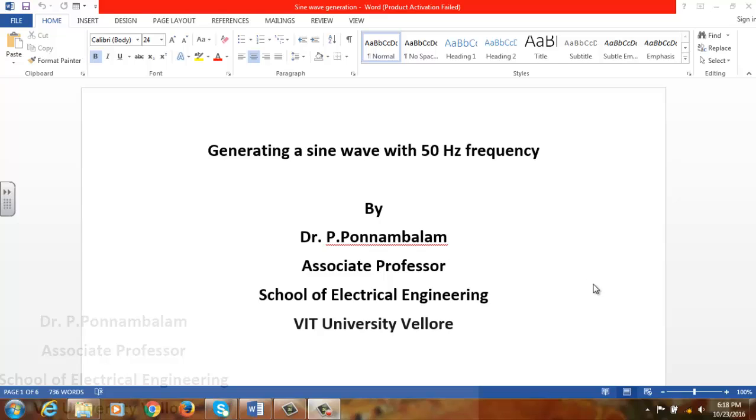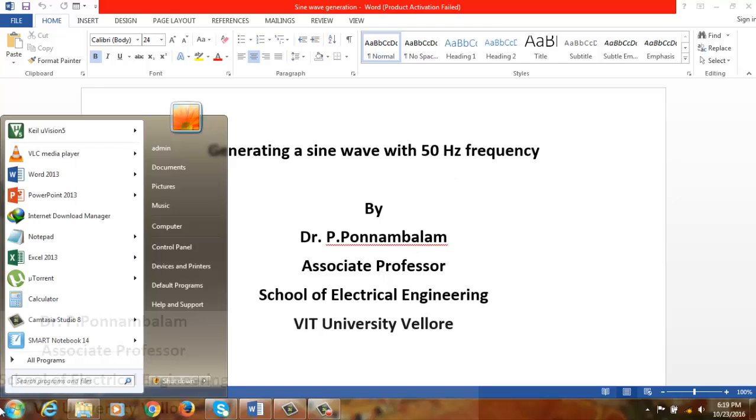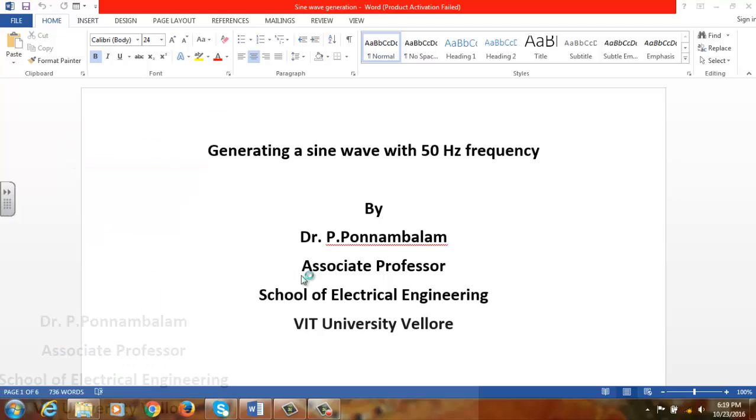Good day everyone. So now we'll discuss how to generate a sine wave using the DAC of the ARM7 processor. First we'll try to do it without considering the frequency, then we'll see how to do it with exactly 50 hertz. So a 50 hertz sine wave will be generated from the DAC. So let us get into the program.